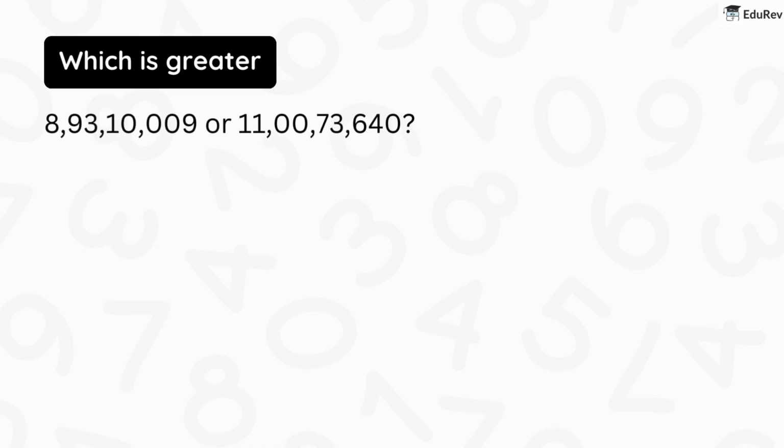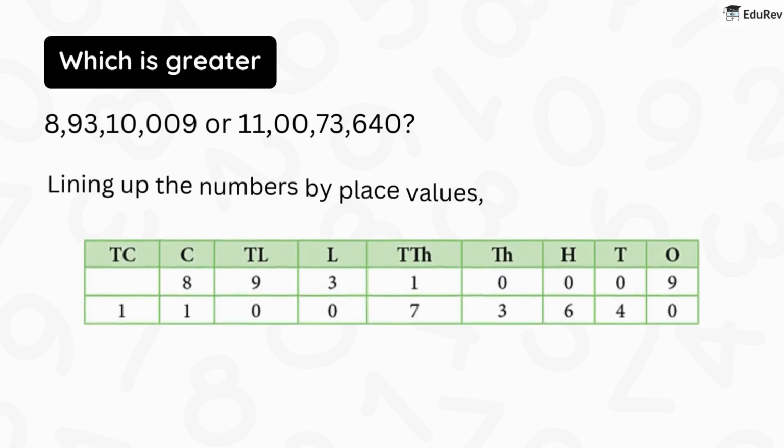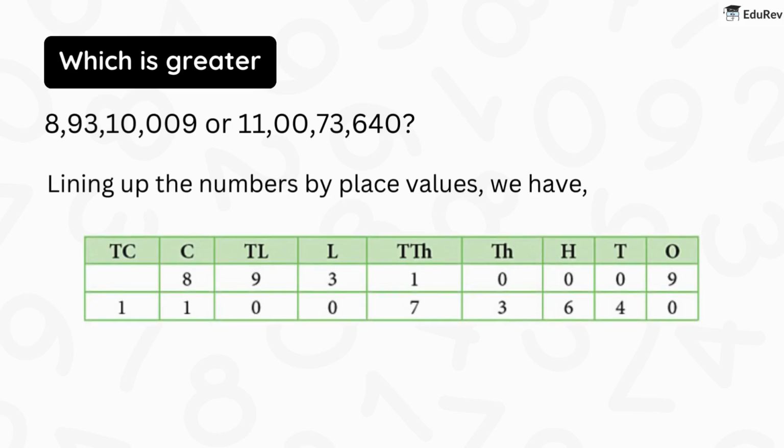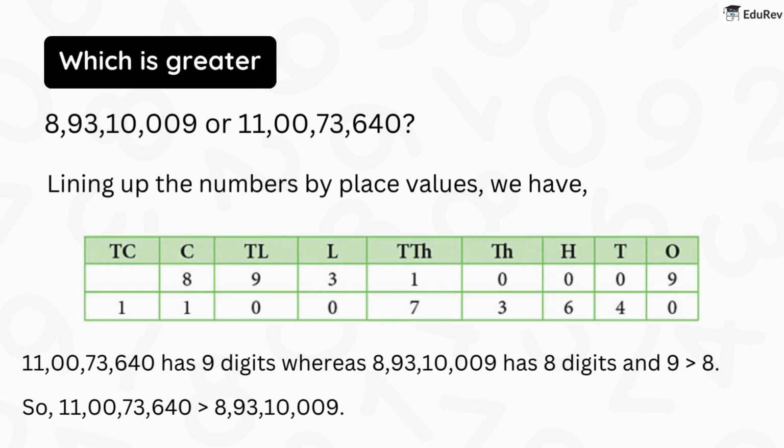Which is greater? Let's practice by comparing two numbers. 89310009 and 11007364. When we line up the numbers by their place values, we see that 11007364 has 9 digits and 89310009 has 8 digits. Since 9 is greater than 8, 11007364 is a greater number.